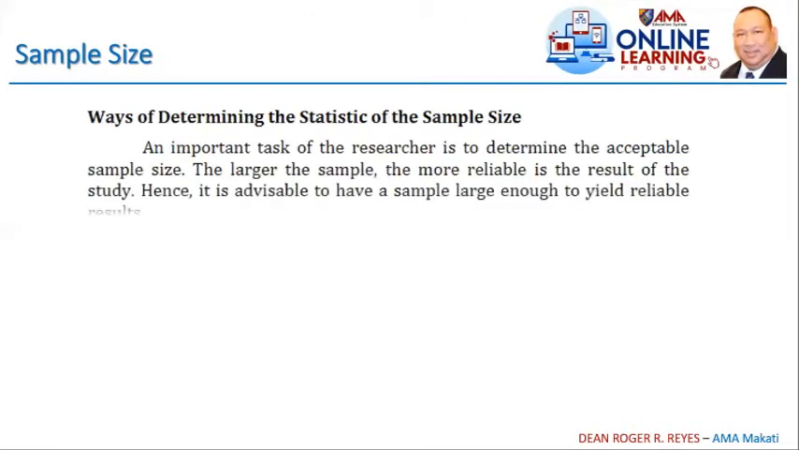So what are the ways of determining the statistic of the sample size? This is what we call the acceptable sample size. An important task of the researcher is to determine the acceptable sample size. The larger the sample, the more reliable is the result of the study. Hence, it is advisable to have a sample large enough to yield reliable results.